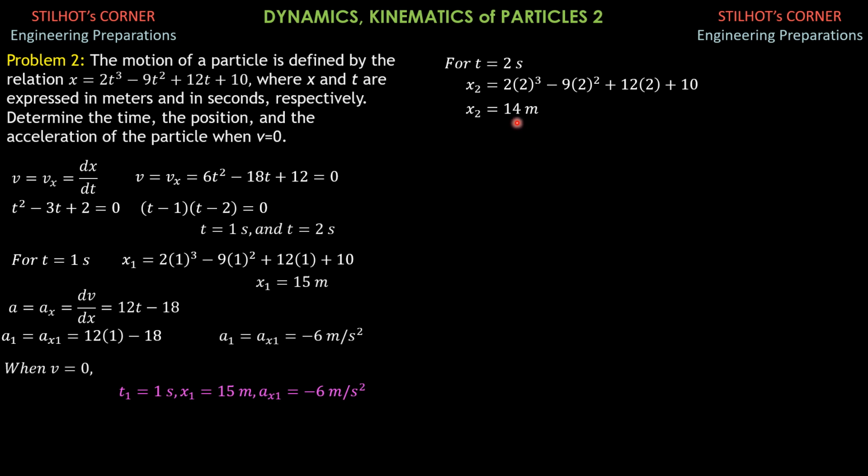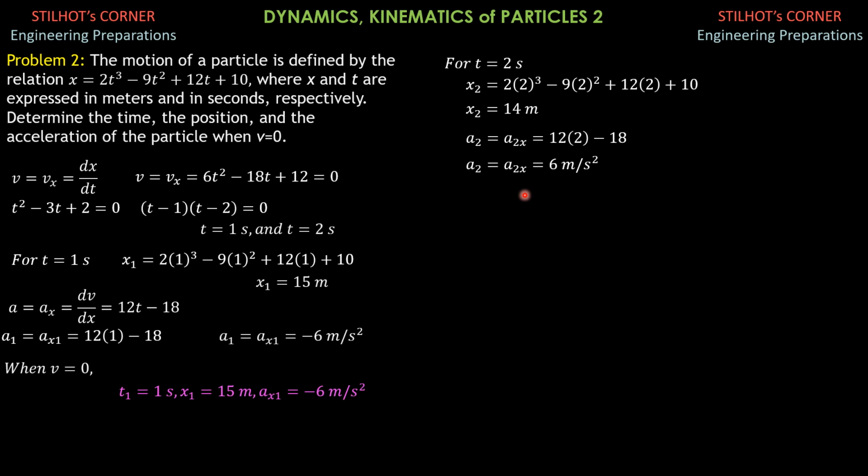Then the acceleration, we already have the expression for acceleration, which is 12t minus 18. So all we have to do is substitute t equals 2 seconds. So a sub 2 or ax2 is equal to 12 times 2 minus 18, and 12 times 2 is 24 minus 18. That's positive 6 meters per second square.